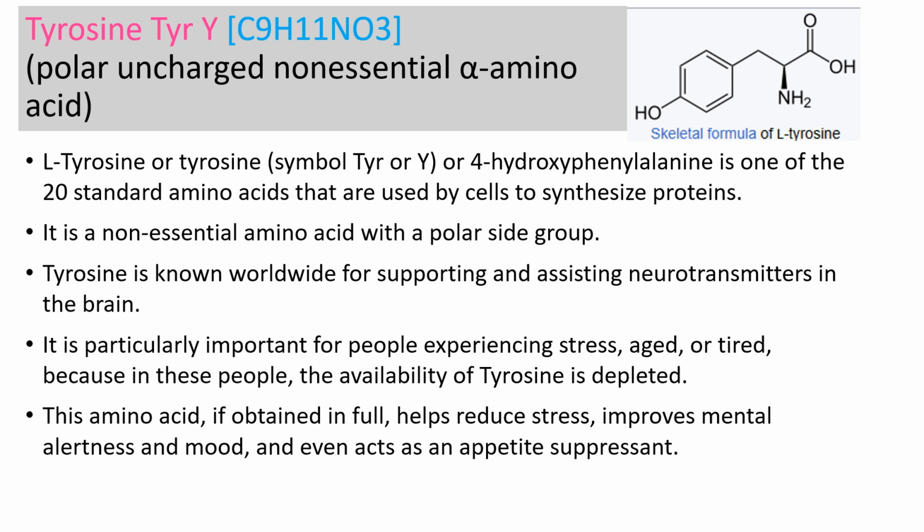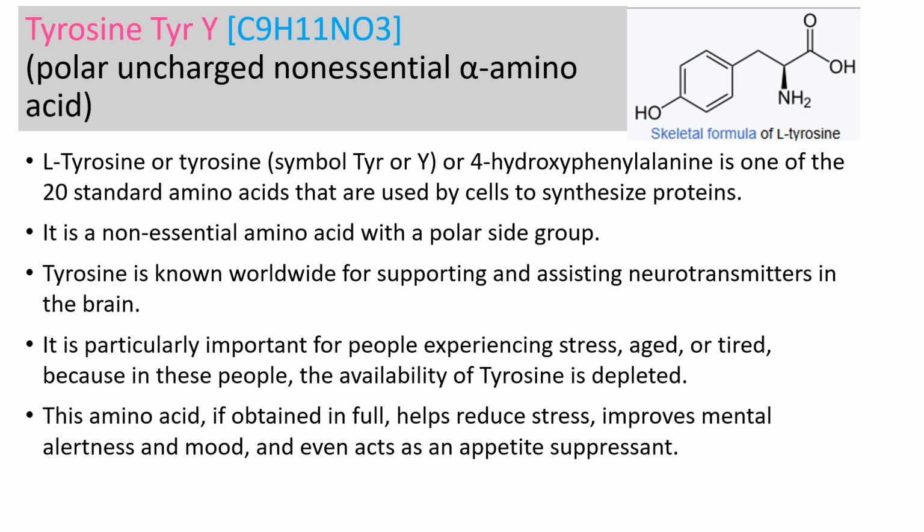Tyrosine is known worldwide for supporting and assisting neurotransmitters, which is particularly important for people experiencing stress, aged, or tired, because in these people the availability of tyrosine is depleted, right? So tyrosine depletes through aging, so it is extremely important, let's say if someone is suffering from stress, aging or tired all the time, and tyrosine plays a very important role in helping them.